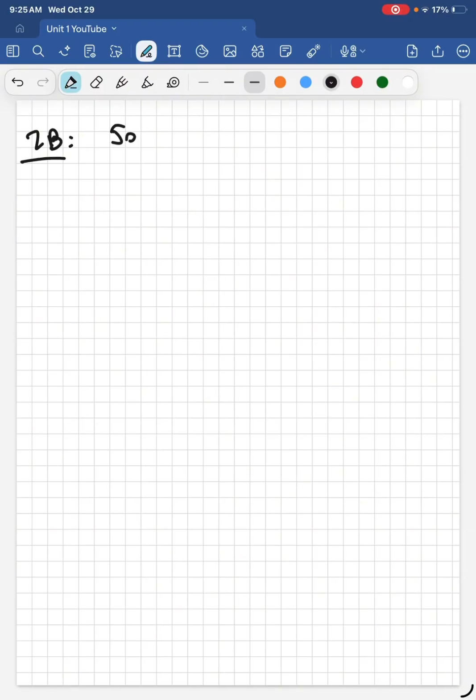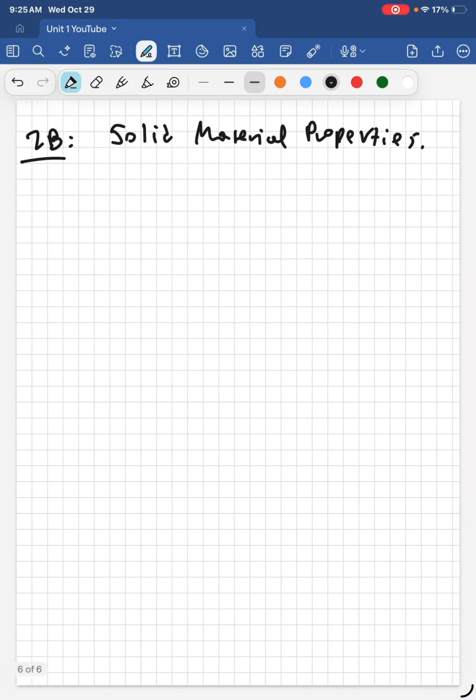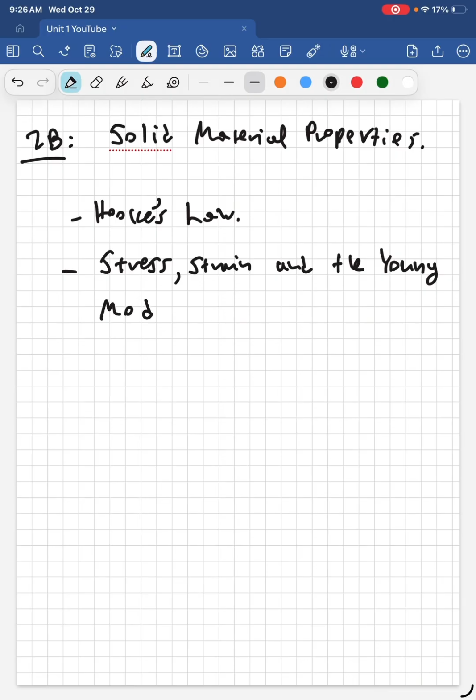This is where we will discuss solid material properties. Okay. So you see that, okay, topic 2 is materials, and in topic 2a we discuss fluids, which is material in a different phase than solids, because remember there are 3 phases. Actually, there are many phases in materials, but the most popular ones are gas, liquid, and solid. Okay, so we'll discuss solid material properties such as Hooke's law, one of the most popular laws in physics, I think. Stress, strain, and the Young modulus. And we will also discuss stress-strain graphs.